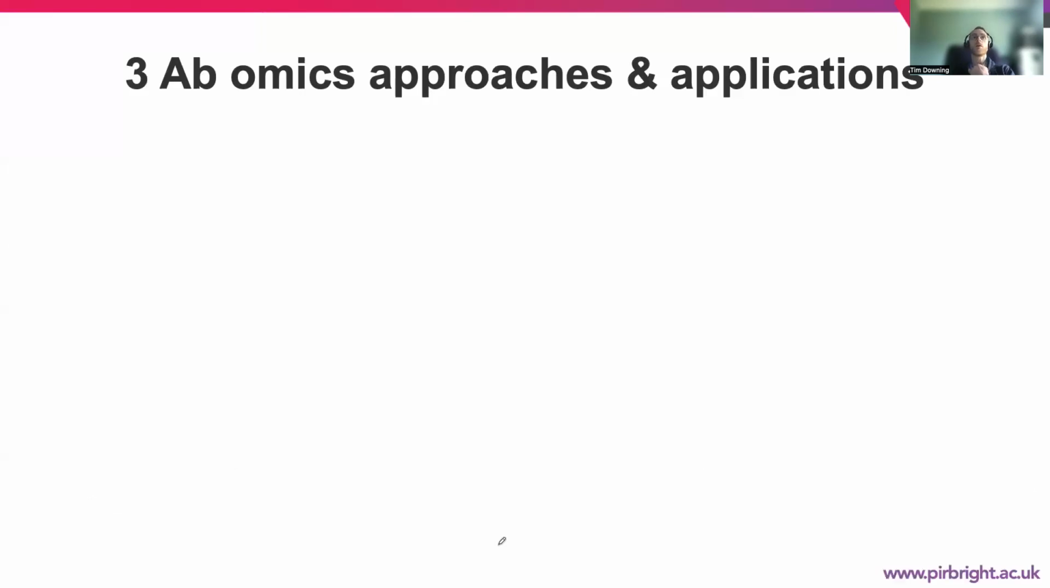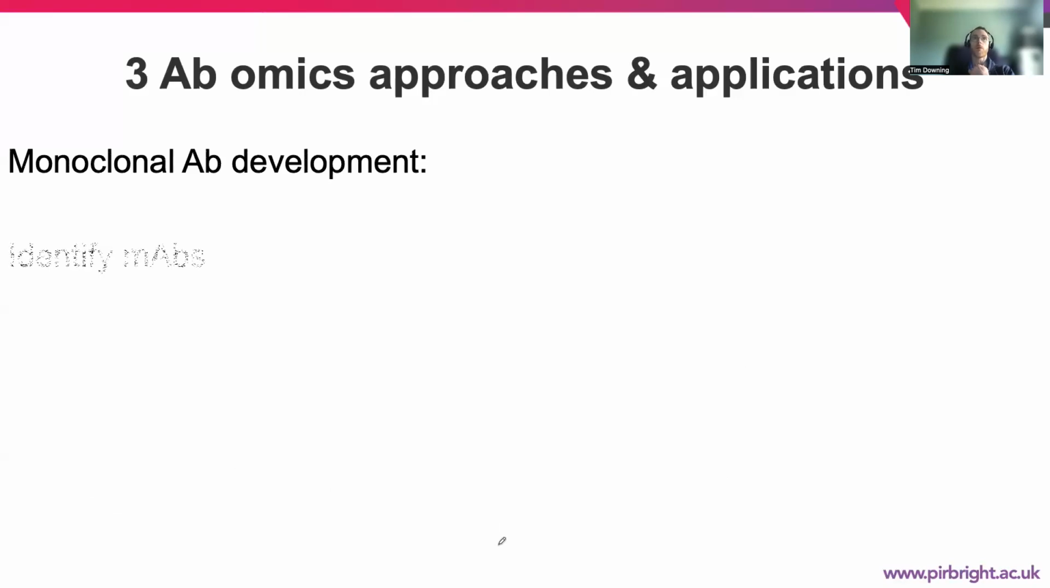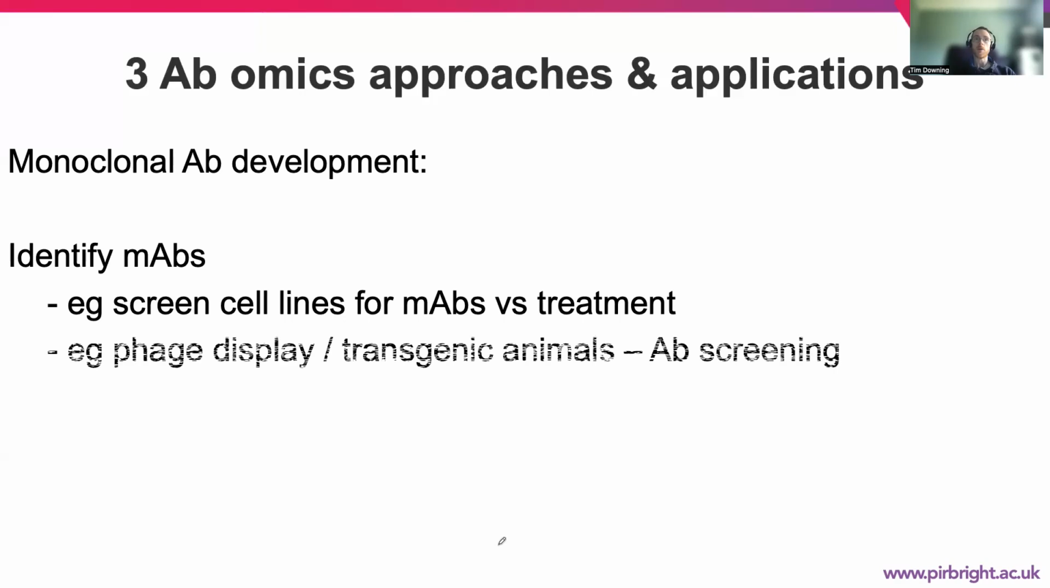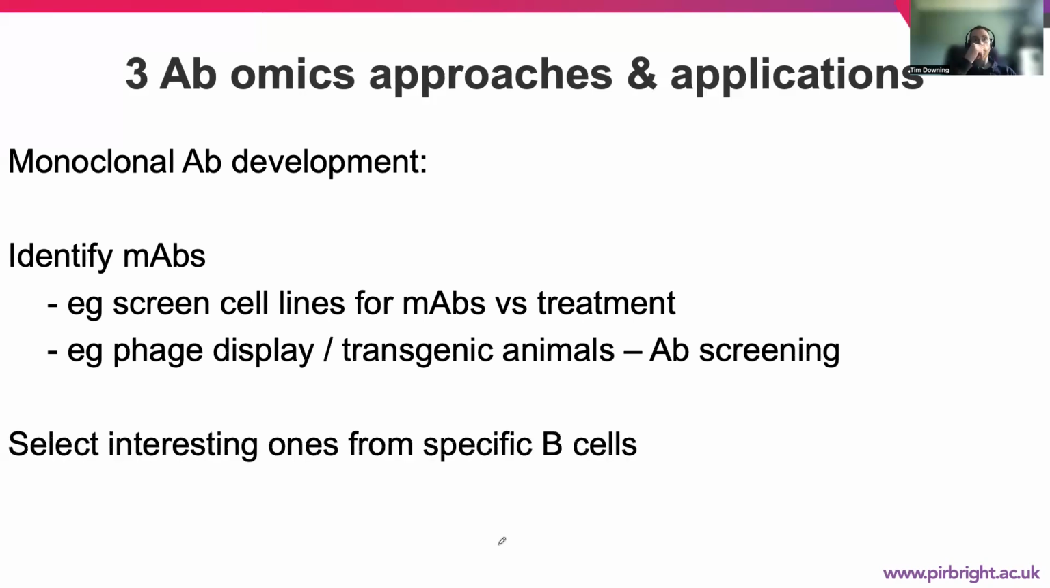Other applications of this are monoclonal antibody development. So it might be of interest to identify what monoclonal antibodies are produced by a particular construct, IgH and IgL construct. That means that we can screen cell lines for better monoclonal antibodies. That might use things like phage display or transgenic animals in the screening process, and identify which B cells are producing ones of interest, so we can identify high affinity ones.